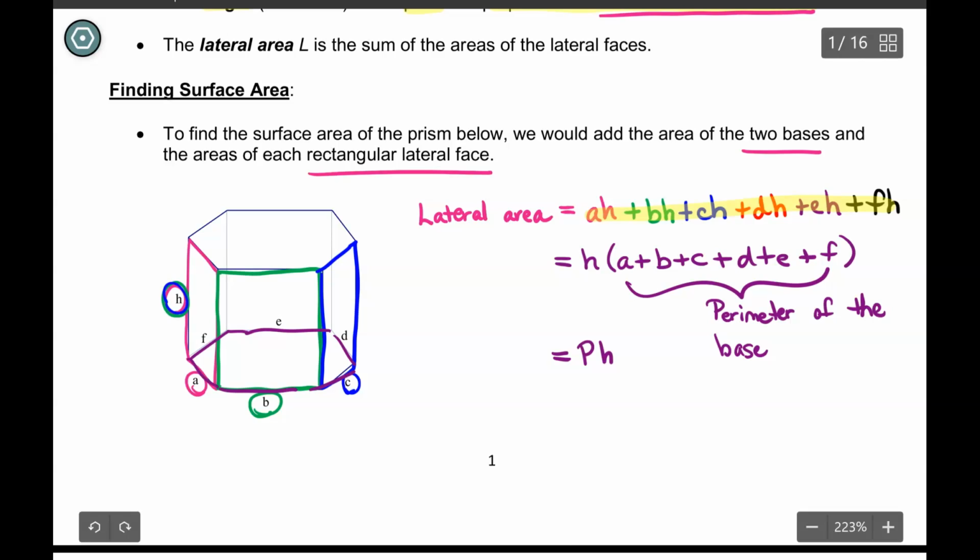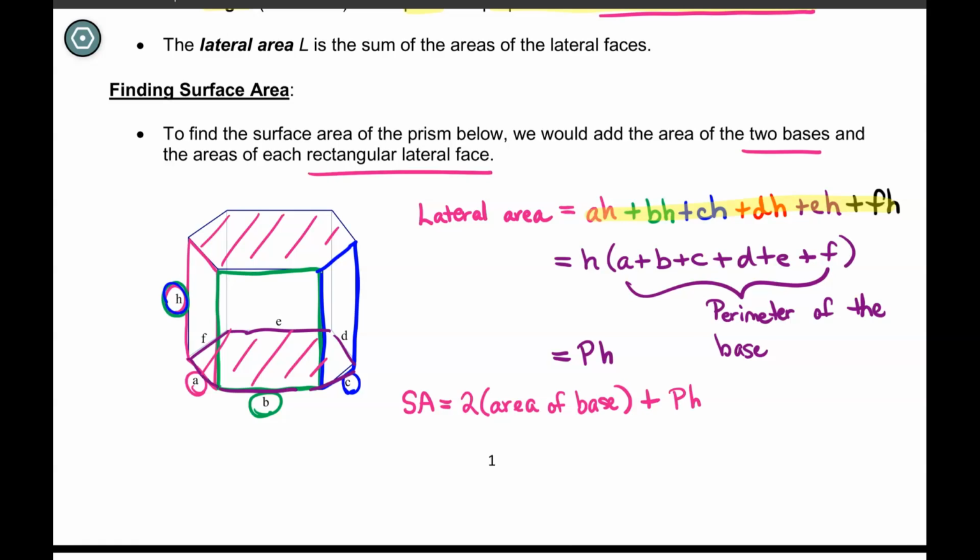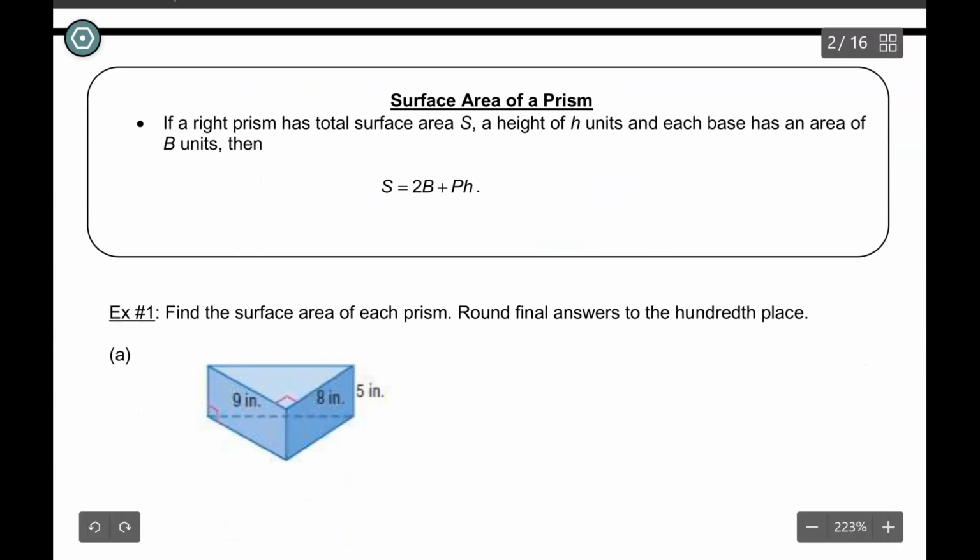Then to find the total surface area, we're going to take the two bases and add those together. So we'll have 2 times the area of the base plus the perimeter times the height. At the top of page 2, we see the actual formula for that. The capital letter B stands for area of the base. And remember, keep in mind the height is the distance between the two bases.